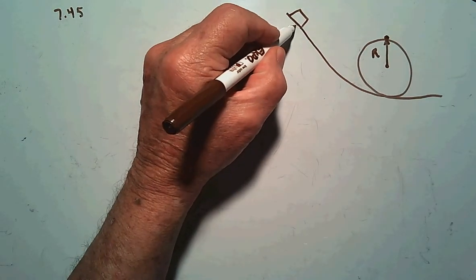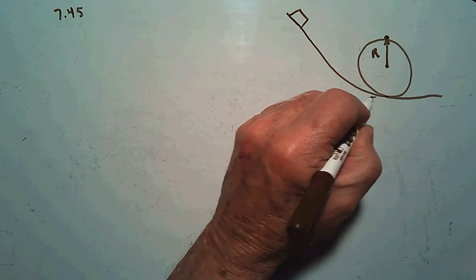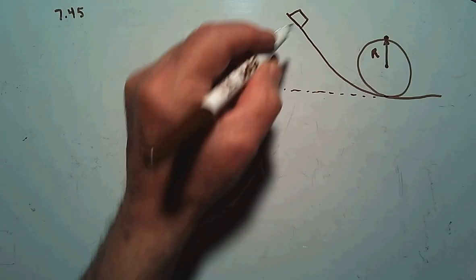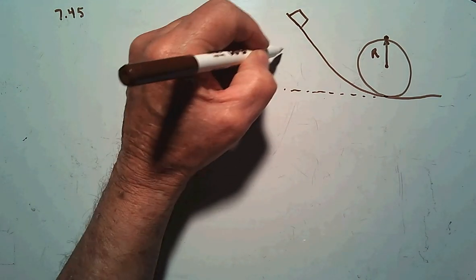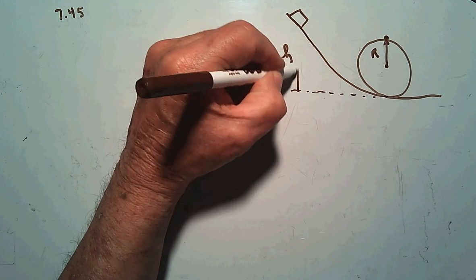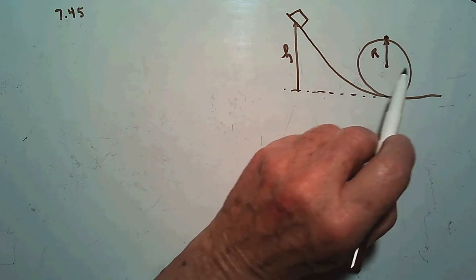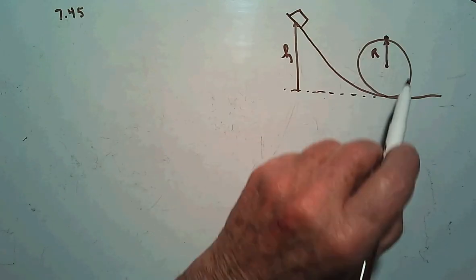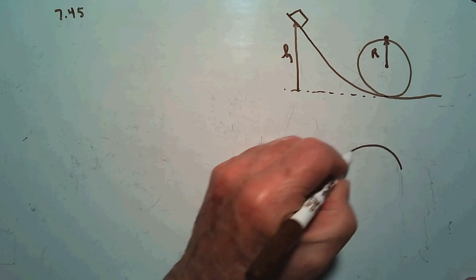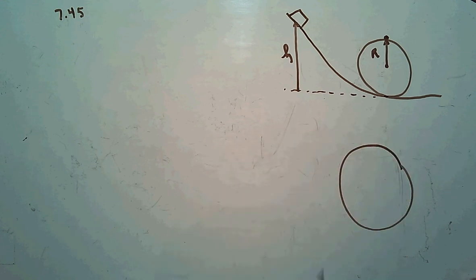And we're going to assume that using this as the lowest point, there's a height h such that it'll make it around this loop. Now, if it's not going fast enough, it's not going to make it around this track. It's going to fall. So we need to analyze a little bit what happens when it goes around this loop.